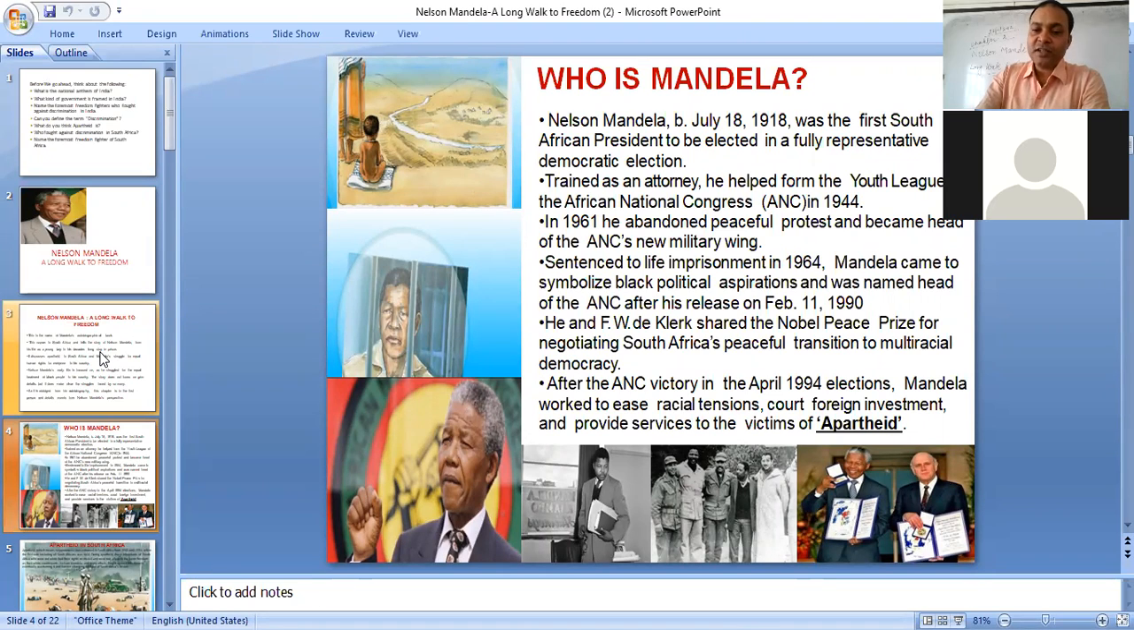And in 1994, he was elected as president of South Africa, and his party won the election in 1994 in South Africa. The first democratic elected government of South Africa was formed in 1994.